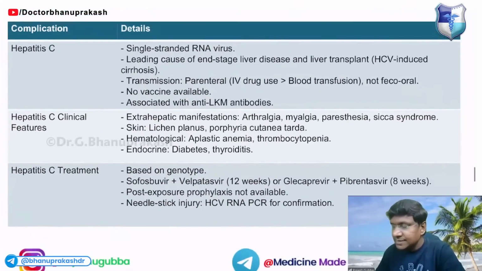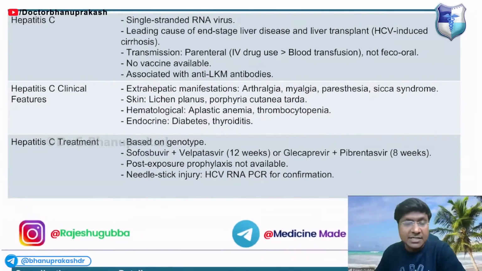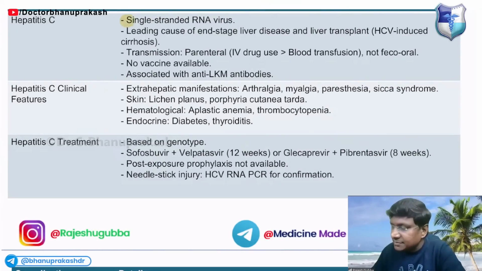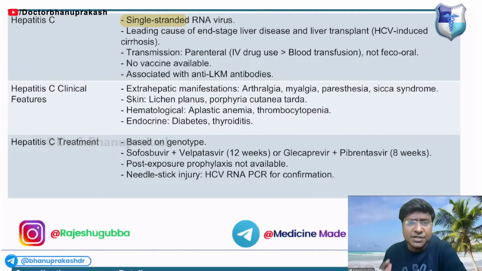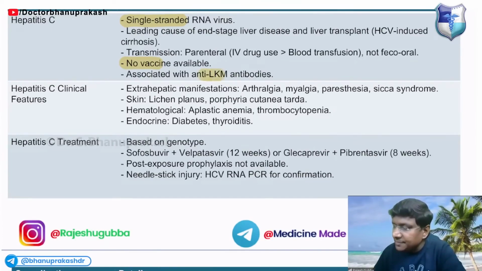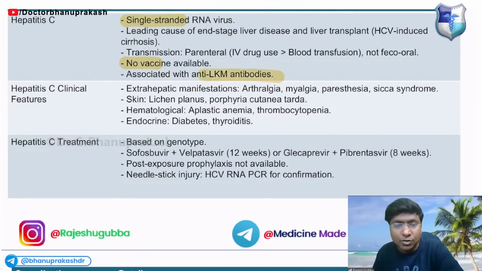Now, regarding hepatitis C, what question can be asked regarding the nuclear material? For hepatitis B, I told you it is a DNA virus, but for hepatitis C, please remember it is a single stranded RNA virus, right? And if a question has to be asked on hepatitis C, what is very important, as already I have said about the vaccine: vaccine is not available. And what are the antibodies in hepatitis C? The antibodies are the anti-LKM antibodies.